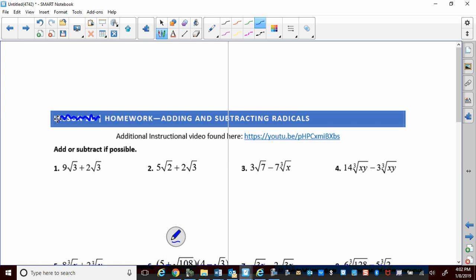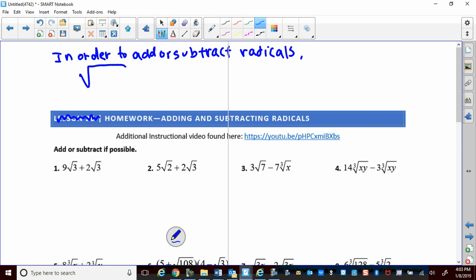So the thing that you need to do in order to add or subtract radicals, this is what needs to happen. Inside of the radical, this number needs to be the same. The radicands need to be the same.